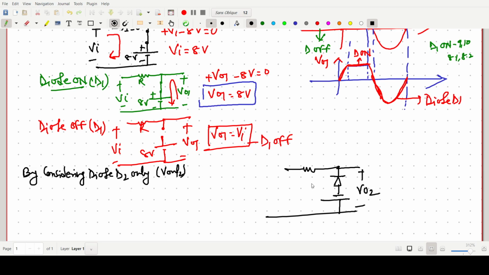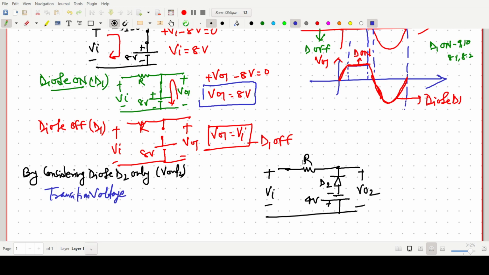I am saying this one is V2, this one is a D2 and R, and this one is 4 volt, with plus and minus Vi. So this one is the problem. We have to similarly find the V output 2 response. So first, we have to calculate the transition voltage.